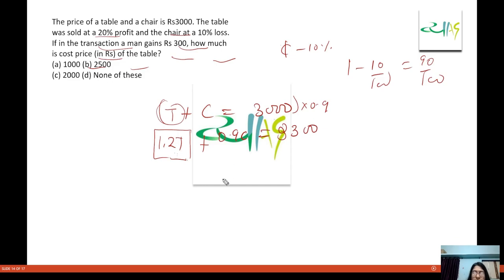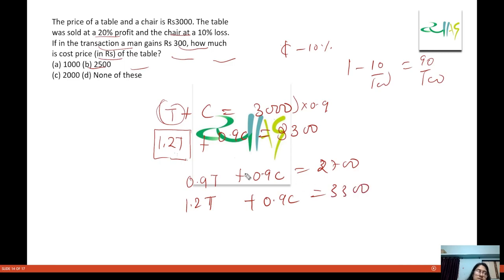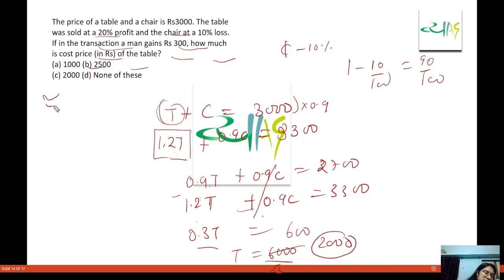So when we multiply by 0.9, 0.9 times of T and 0.9 times of C is equal to 2700. Okay, and this is 1.2 times of T and 0.9 times of C, it is 3300. So just subtract this. So you will get 0.3 times of T here. This will be equal to how much? 600. So T is equal to 6,000 divided by 3. Okay, so that means the price of the table is 2,000. I hope everybody is clear with this thing. Now let's move forward.